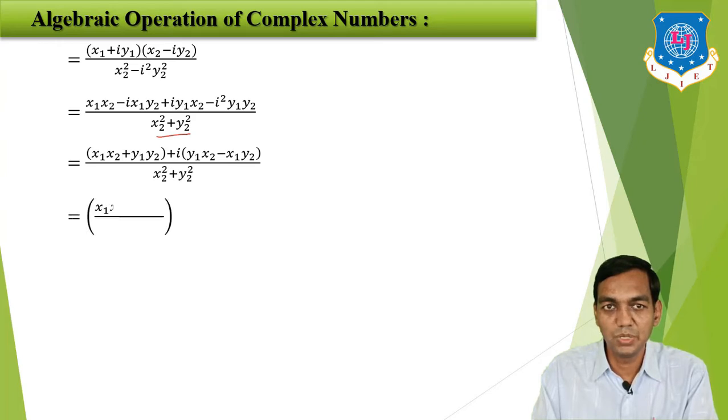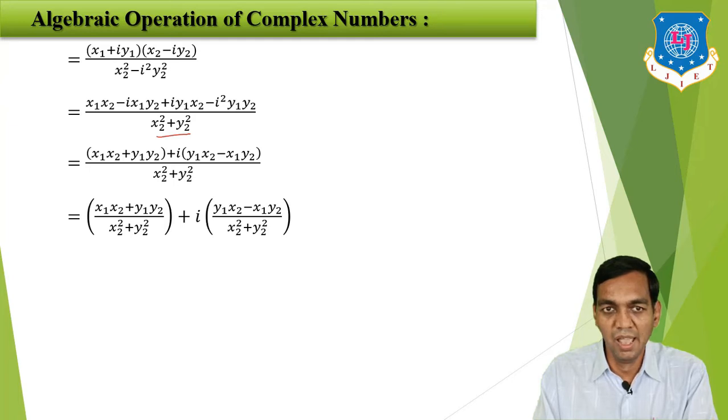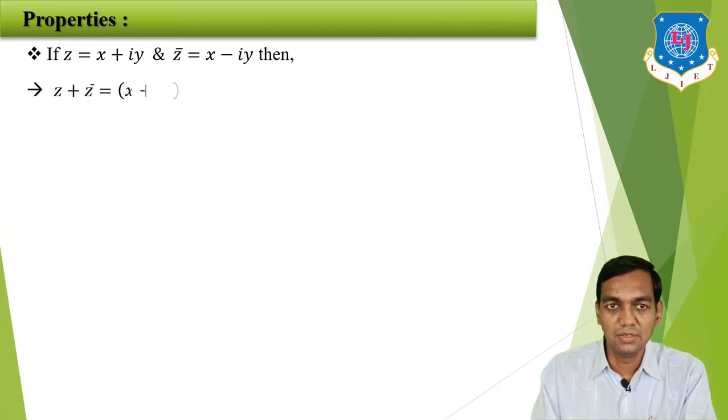In the numerator use simple multiplication. So x1 x2 minus i x1 y2 plus i y1 x2 minus i square y1 y2. But i square is minus 1, so you will have x1 x2 plus y1 y2 plus i into (y1 x2 minus x1 y2) divided by x2 square plus y2 square. Correct? And if you have to separate the real and imaginary parts, then you will have (x1 x2 plus y1 y2) upon (x2 square plus y2 square) plus i into (y1 x2 minus x1 y2) upon (x2 square plus y2 square). Okay, this is the division.